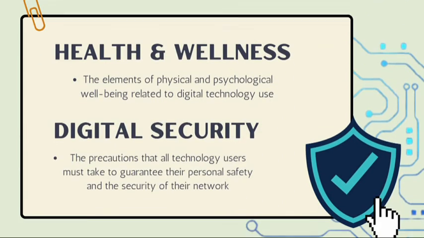Now we are down to the last two elements. These are the digital health and wellness and the digital security. First, let us talk about the digital health and wellness. So it is the elements of physical and psychological well-being related to digital technology. It means the physical and psychological well-being in a digital world.